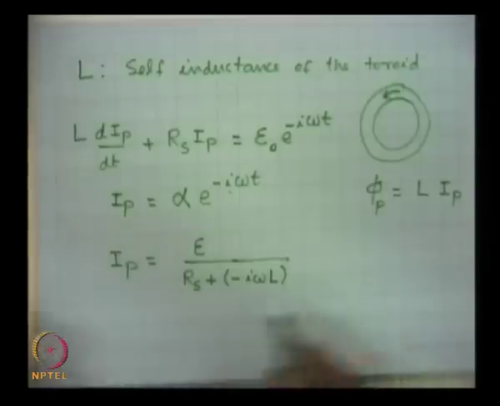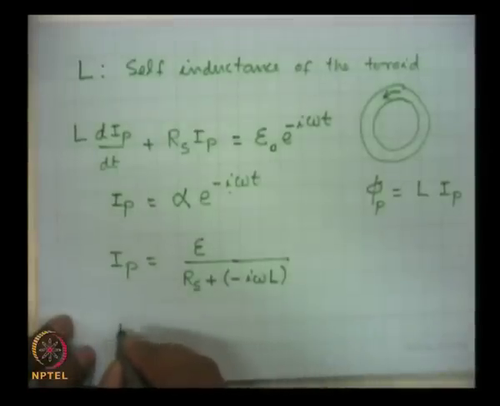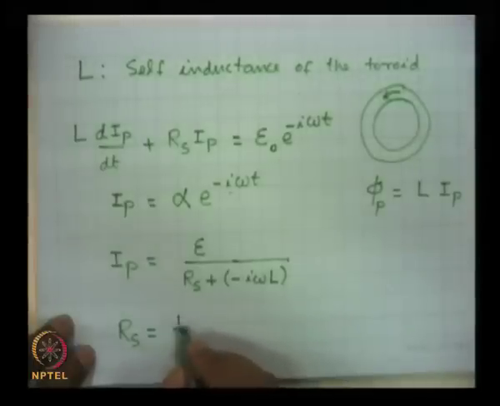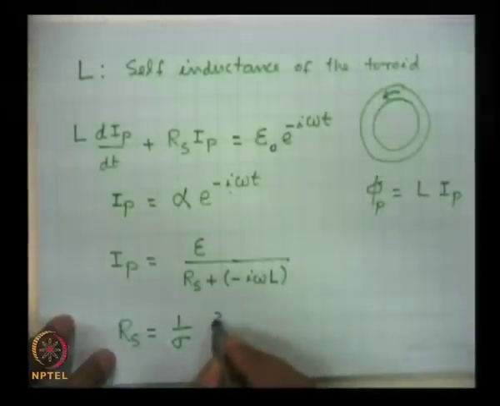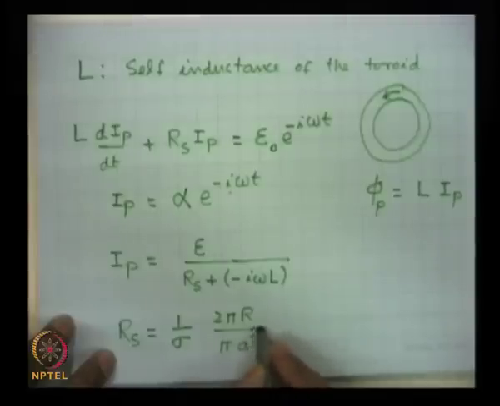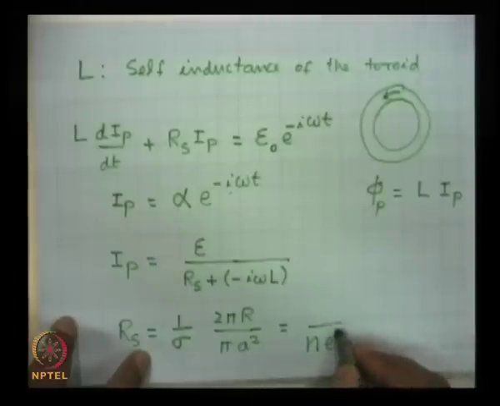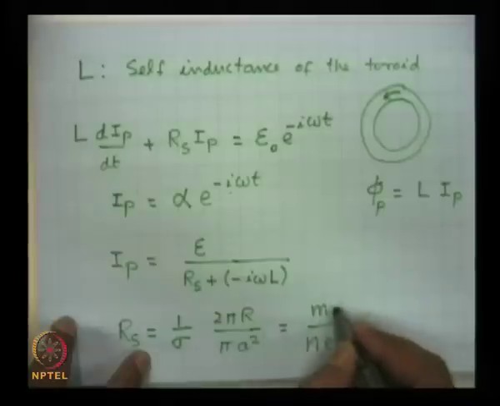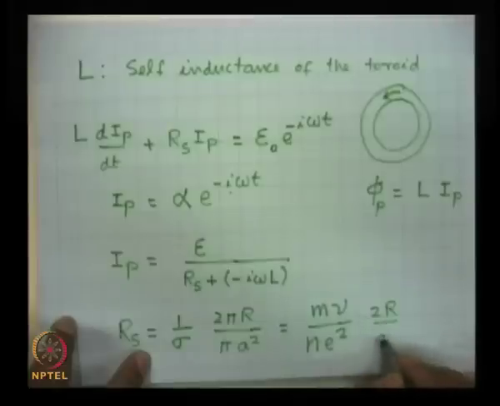For typical parameter, well, let me estimate this Rs in terms of plasma conductivity. Rs is the plasma resistance, which is equal to plasma resistivity, which is 1 upon conductivity, multiplied by length of the plasma, which is 2 pi R, and divided by the area of cross section of the plasma through which the current flows, which is pi a square. And sigma is equal to electron density into charge square upon mass of the electron into collision frequency. So this becomes 2R upon a square.